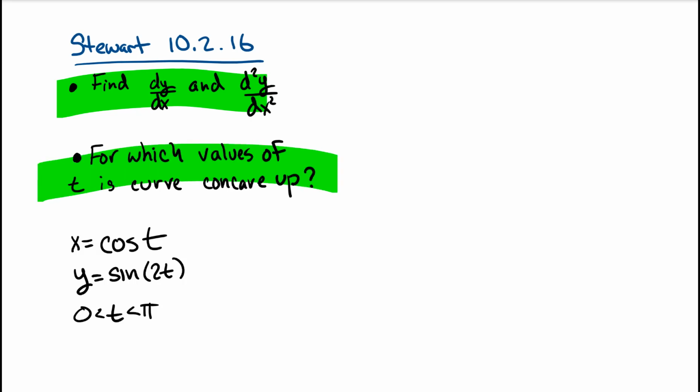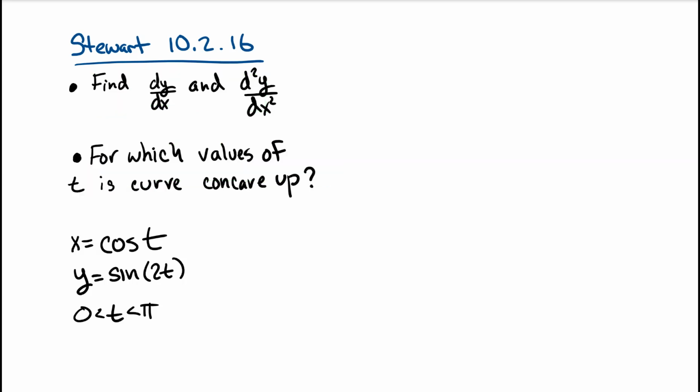And then it's going to ask you to find for which values of t the curve is concave up. Probably should have that in there, but you know, math, not English. And then it gives us our parametric equations. The x is equal to cosine of t, y is equal to sine of 2t, and we're going to keep our t's in between 0 and pi for the values we're looking for t to be concave up or upward.